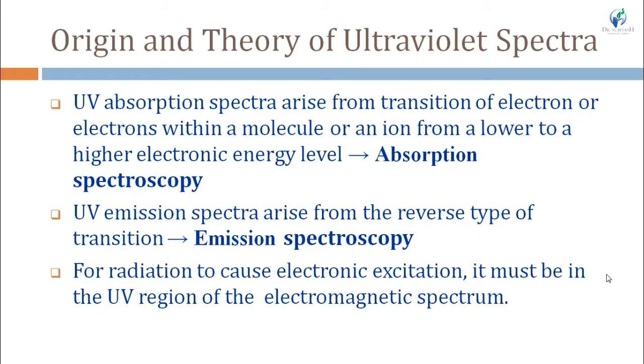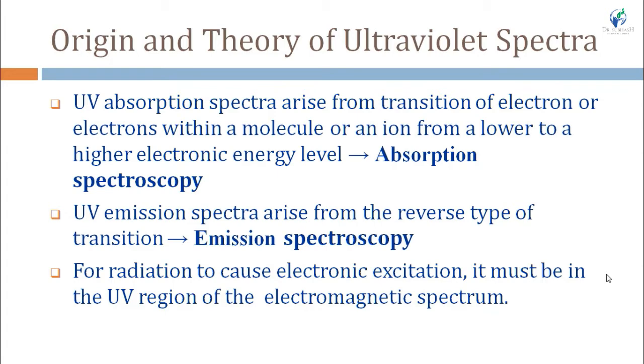Now, origin and theory of ultraviolet spectra. UV absorption spectra arise from transition of electrons within a molecule from a lower to a higher electronic energy level, which means from ground state to excited state, and that's why UV spectroscopy is known as absorption spectroscopy.